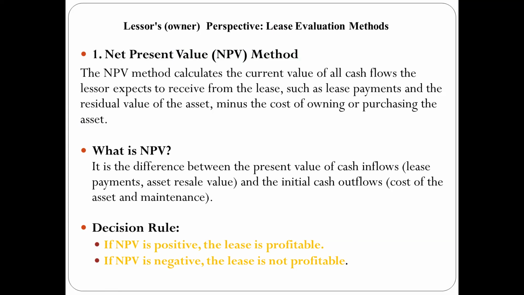Next point is the decision rule. If NPV is positive, the lease is profitable. If NPV is negative, the lease is not profitable.